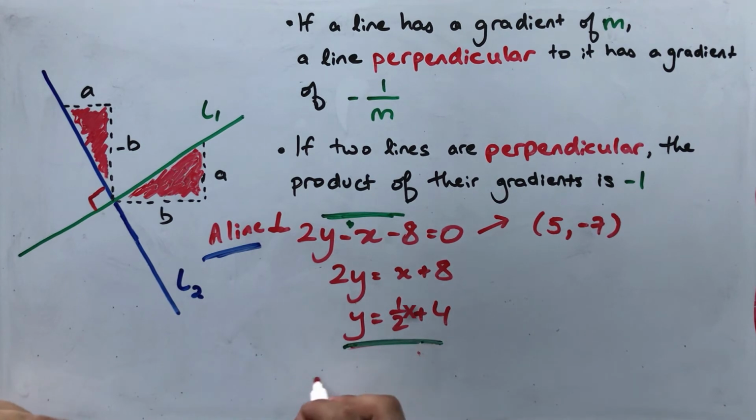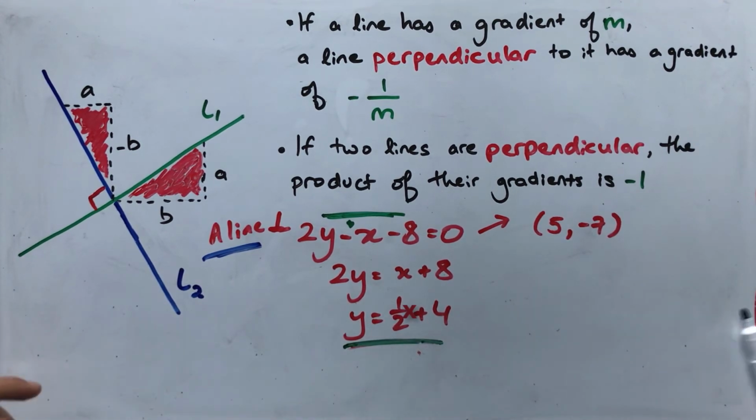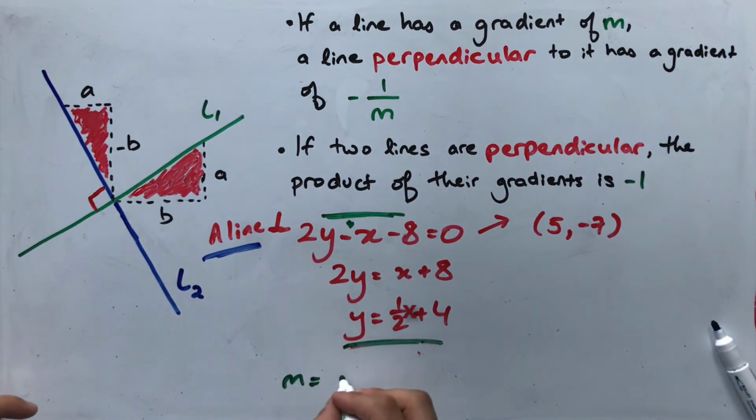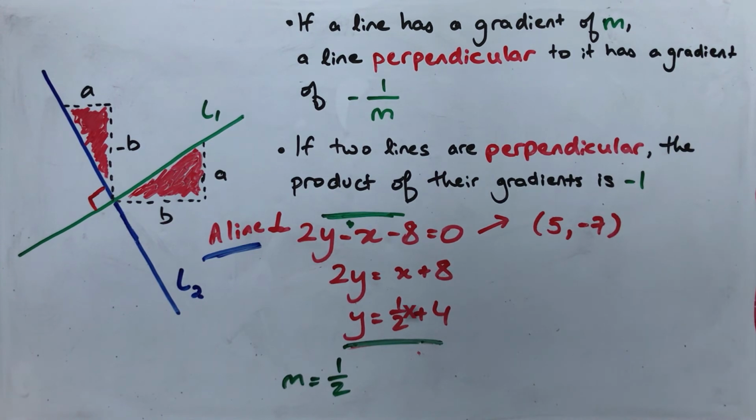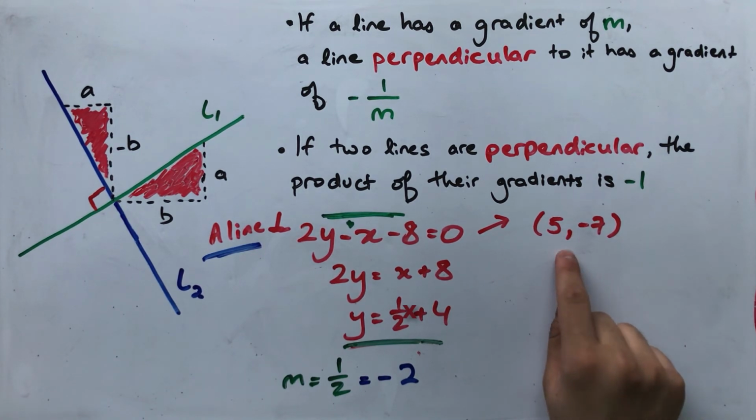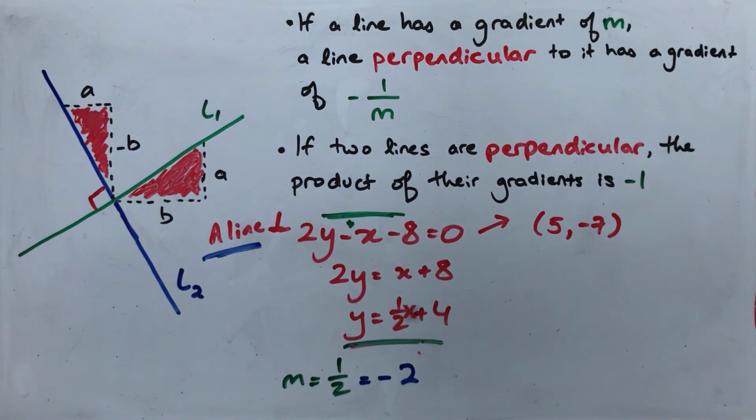Now we know that the gradient of this green line is equal to a half, okay? Now using these rules, we can say that the gradient of the other line would be flipped and switched of this line, which would be negative 2, sorry. So the blue line has a gradient of negative 2, the green line has a gradient of a half. Now we also have the information that the blue line passes through these points.